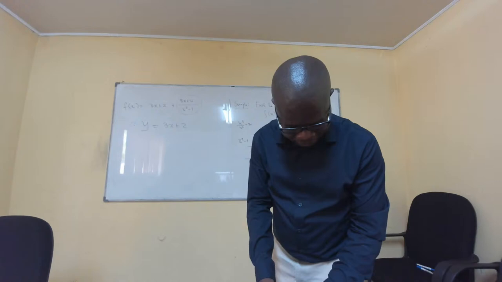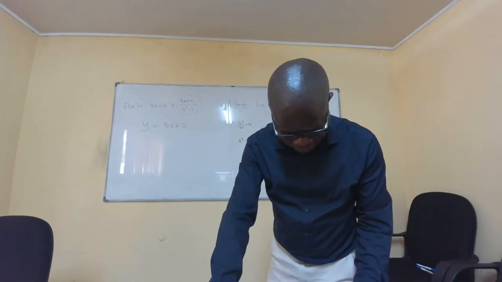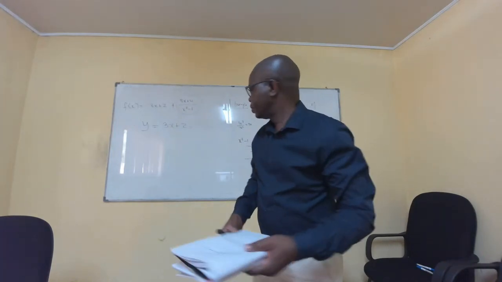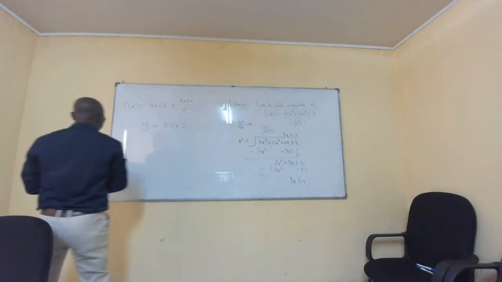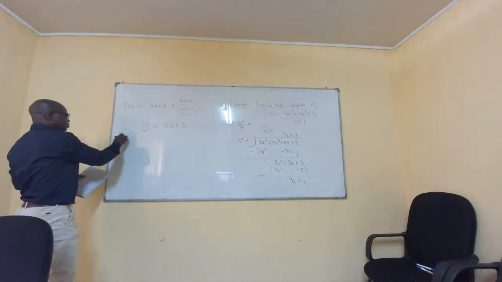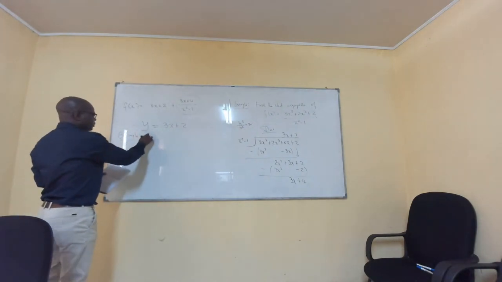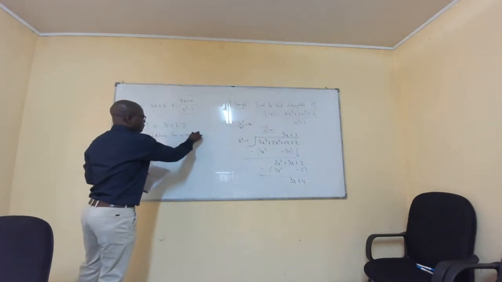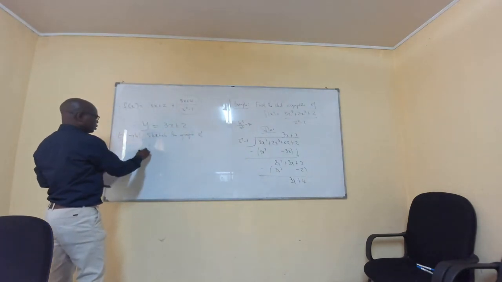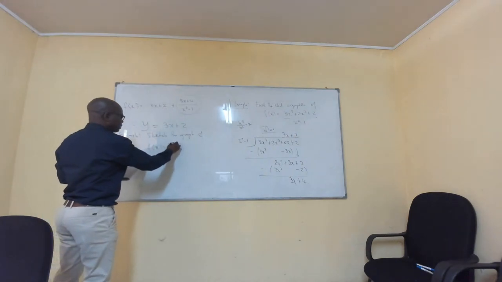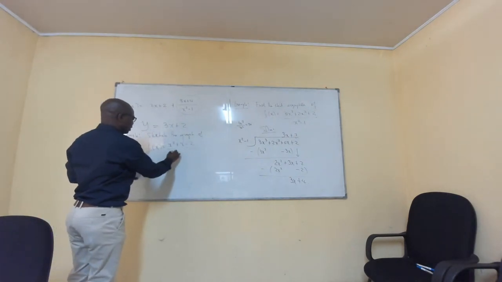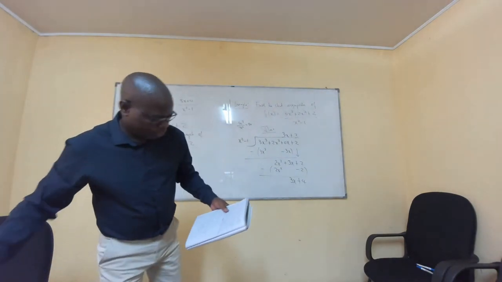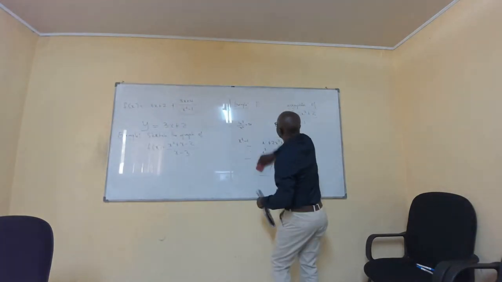At this point, I want us now to look at one problem which involves slant asymptotes. So let's look at this. Sketch the graph of f of x equals x squared plus x minus 2 over x minus 3. We'll quickly look at this together.